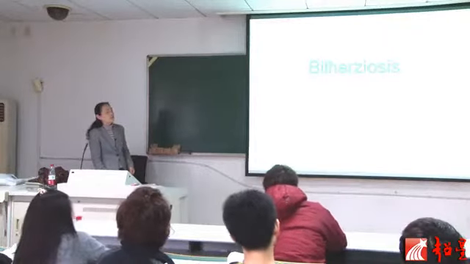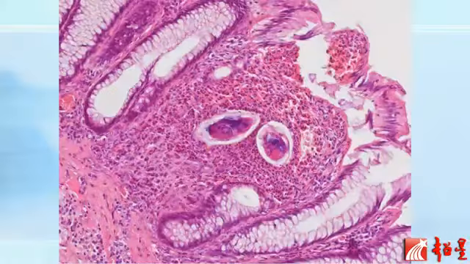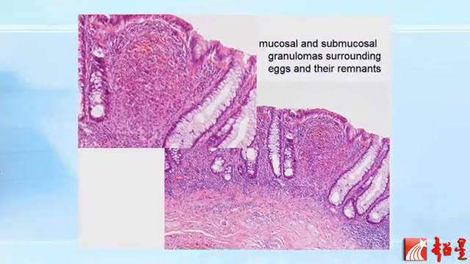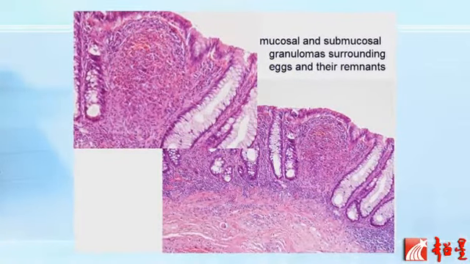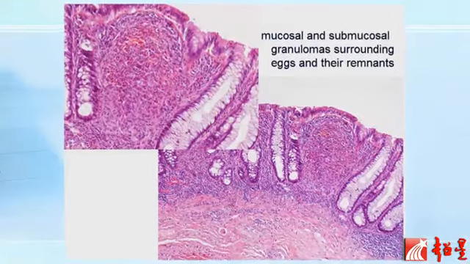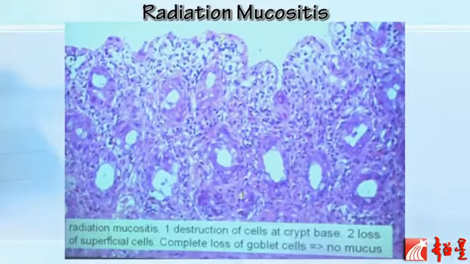And the second inflammatory disease is caused by parasites. We can see here the egg, and when it is deposited in the organ, the body will form a granuloma. Here we can see mucosal and submucosal granulomas surrounding the eggs and their remnants. This is a granuloma. Here, granuloma.